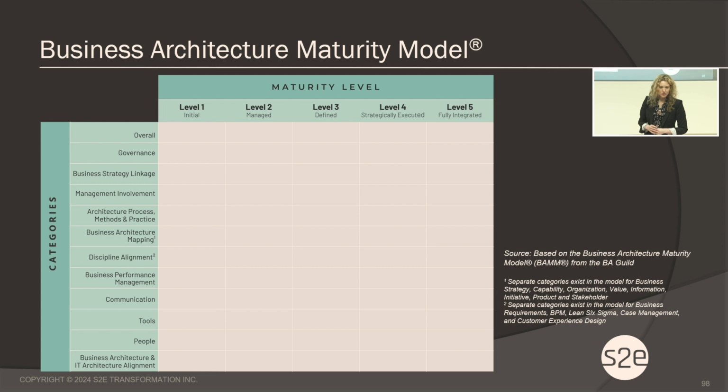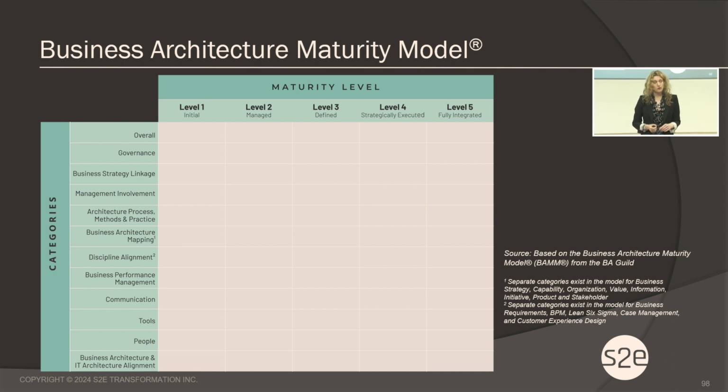The Business Architecture Maturity Model. And as all maturity models have, it's got levels across the top. So level 1 is not really much of anything. Level 2 is ad hoc. Level 3 is consistent or defined. And level 4 and 5 are characteristics where the organization really has business architecture used strategically and is fully integrated.